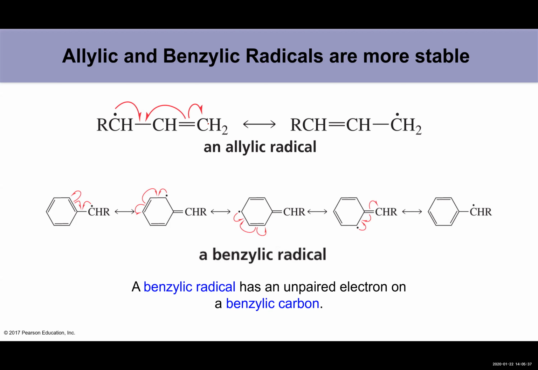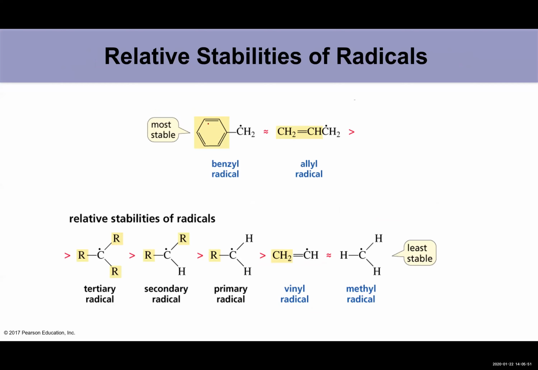So it turns out allylic radicals and benzylic radicals are both resonance stabilized. They have about the same stability, and when you look at their stability overall in comparison to primary, secondary, tertiary, what we find is that benzylic and allylic radicals are the most stable, and they're more stable than tertiary, secondary, primary, and then the least stable radicals are the vinyl and methyl radicals. So those are the ones that are least likely to form.